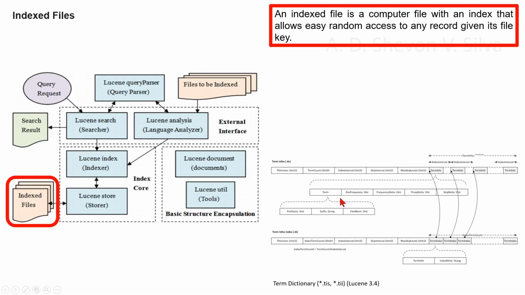Further, another data structure, the term info index, is designed to be read entirely into memory and used to provide random access to the TIS file. Other bookkeeping, such as the skip interval, skip list and index interval, is also tracked with the term dictionary.